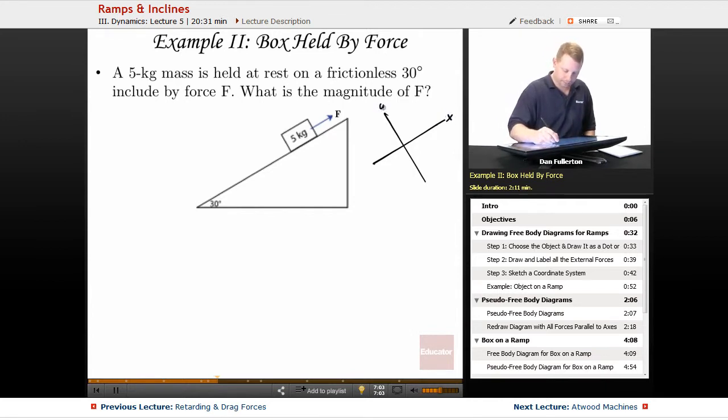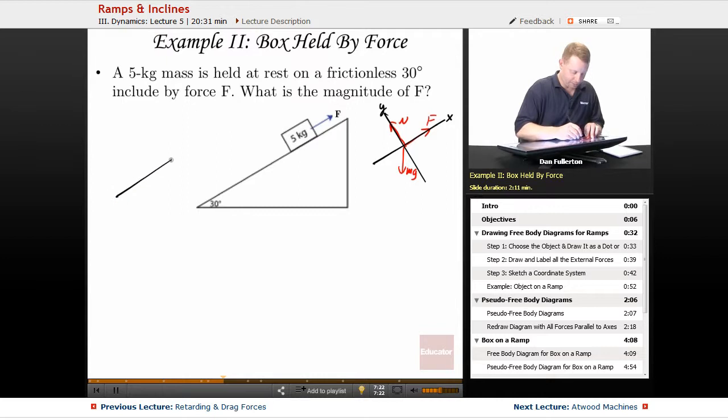So x, y. We have our normal force, we have our applied force F, and mg straight down. I'm then going to draw our pseudo free body diagram. Let me put that over here on the left where we've got some room. There's our x.